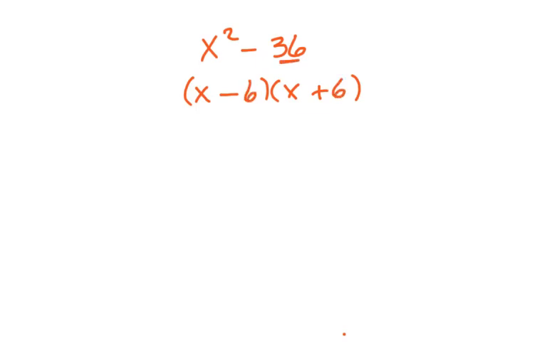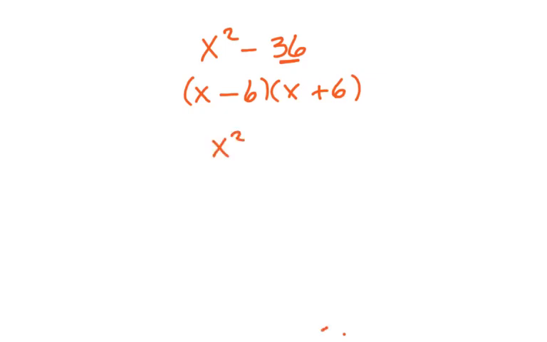Let's do this one. X squared minus 36. That's x squared is a square number, and 36 is a square number. I put down two parentheses. I put an x and an x. I put a negative and a positive. And what number goes with the 36? 6. And that's the answer.